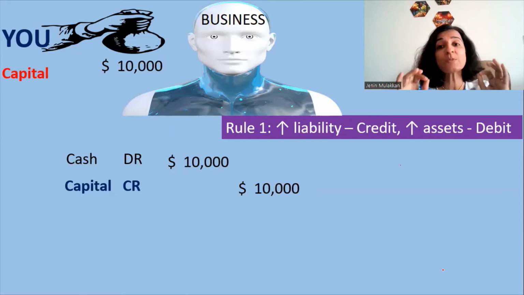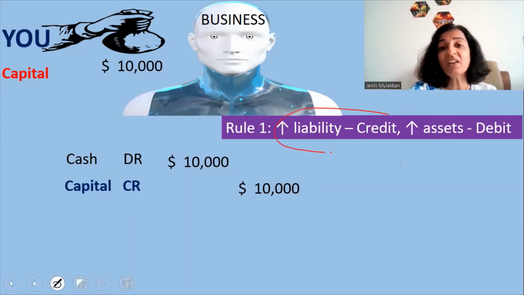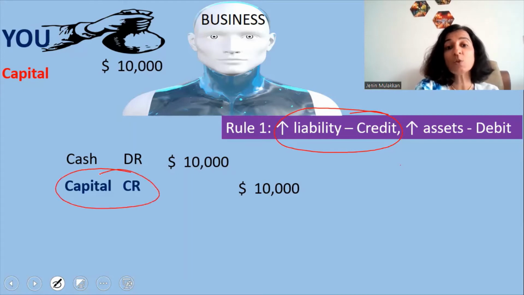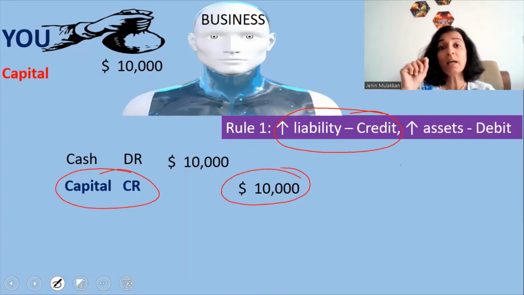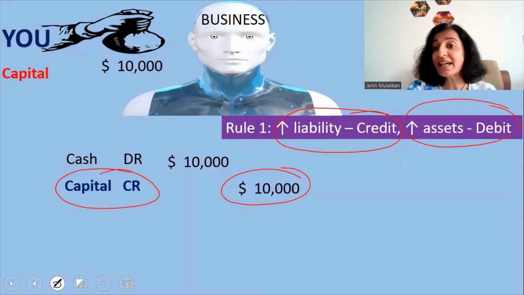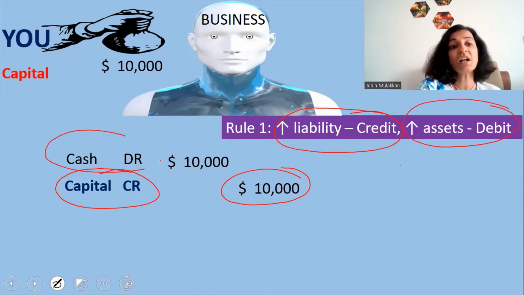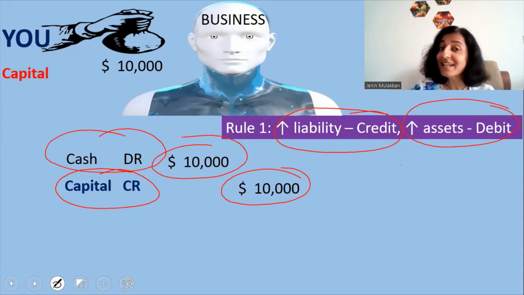So we know that as per rule number 1, any increase in liability has to be credited. So definitely the capital account has to be credited with $10,000 because the business has to repay $10,000 to you. And the business has got cash in its hands, and an increase in asset has to be debited. So the cash account is debited with $10,000. So that's the first entry that the business will pass in its books of accounts.